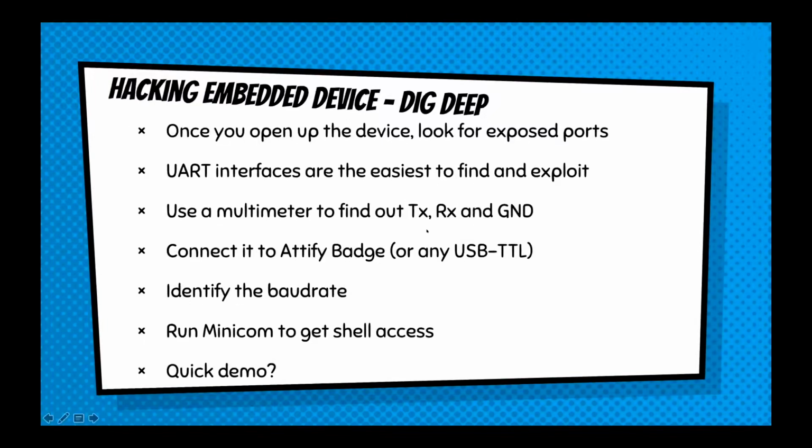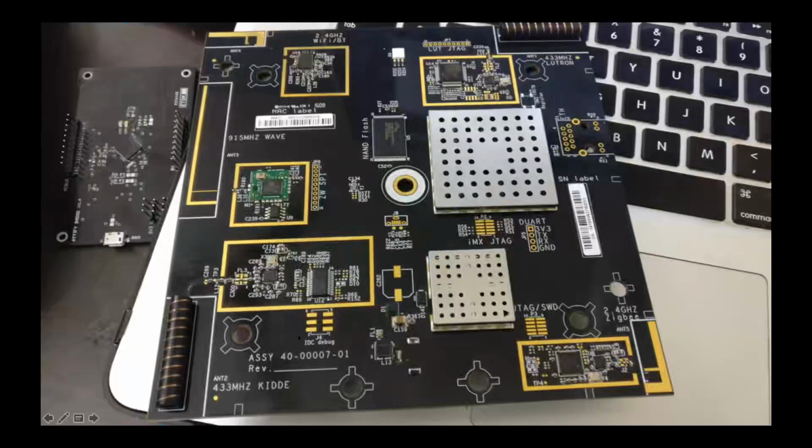Once you open up the device, try to find TX, RX, and ground, which are the three pins useful for any UART communication. Then figure out what baud rate the device communicates on. There are tools like baudrate.py by Craig Hefner, which you can use to easily identify the baud rate. And once you have identified the baud rate, you can simply run a utility called minicom to get shell access. So I'll just show you a quick demo.